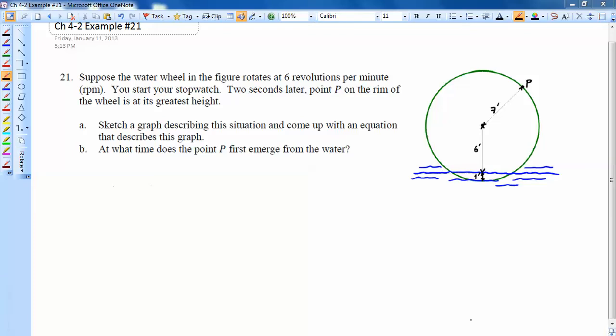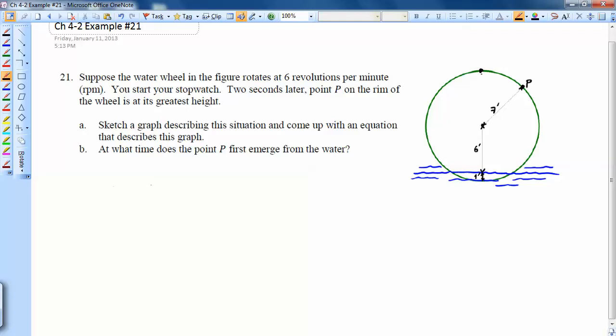Okay, so let's look at number 21 here from the example packet. In this one, the water wheel is rotating 6 revolutions a minute. And the point P starts right here, and then 2 seconds later, it's here. So it hits its peak 2 seconds after it starts.